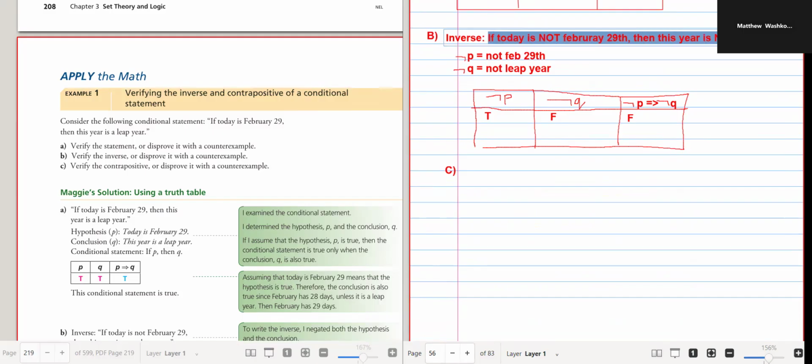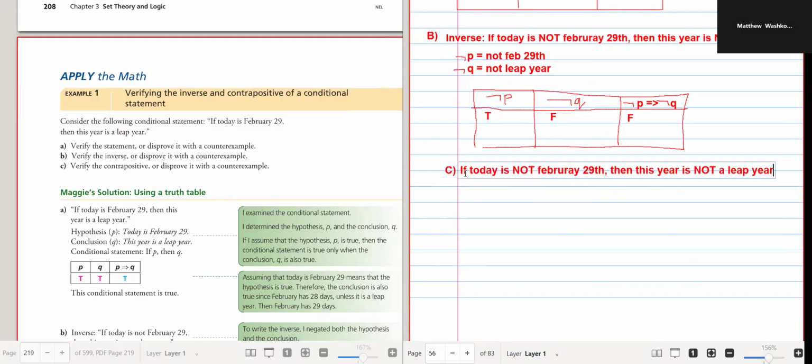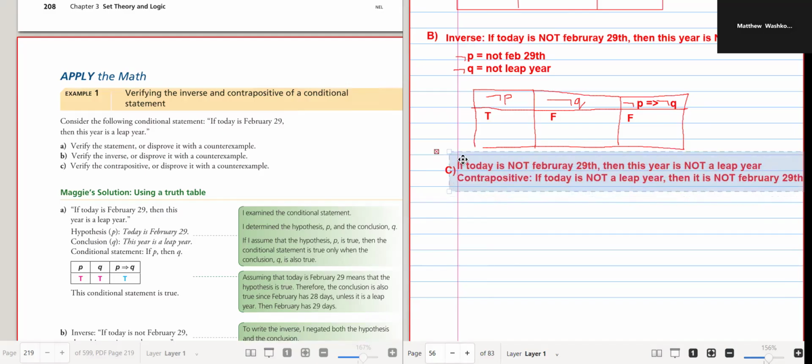So the inverse was if today is not February 29th, then this is not a leap year. So what would the contrapositive be in this case? If this year is not a leap year, then it is not February 29th. That would be the contrapositive here.